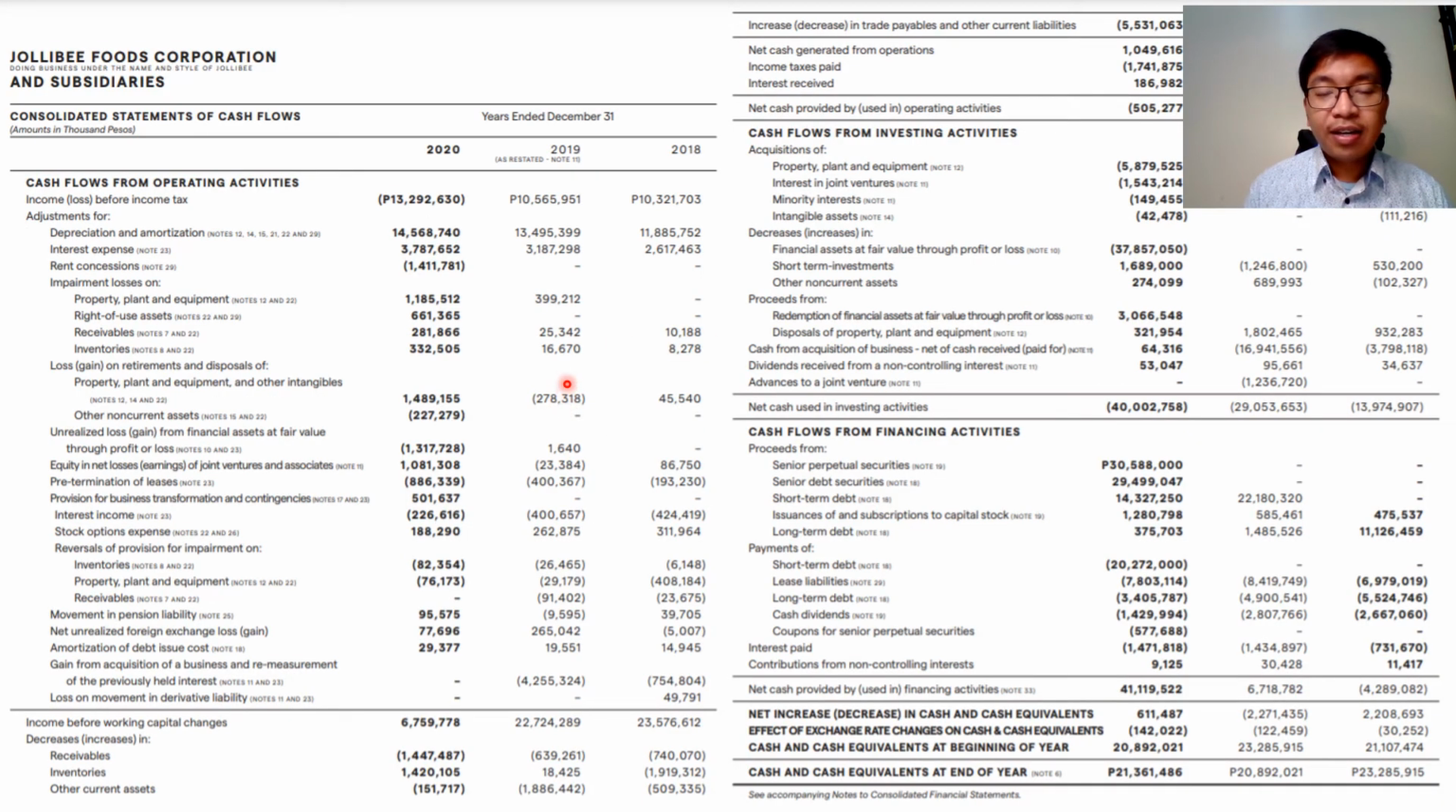Next, we have the statement of cash flows. So again, this statement shows the inflows and outflows of cash. And there are 3 activities for this cash flow statement. We have the operating activities, the investing activities, and the financing activities. So we'll be able to see here the cash beginning and the cash end. So for the cash end, we have 21.3 billion for 2020. So this is how a cash flow statement looks like.